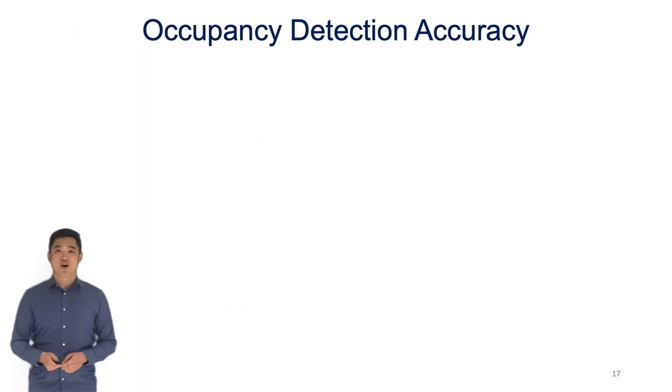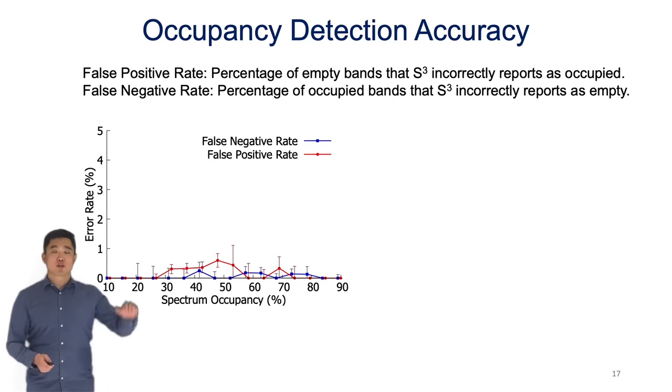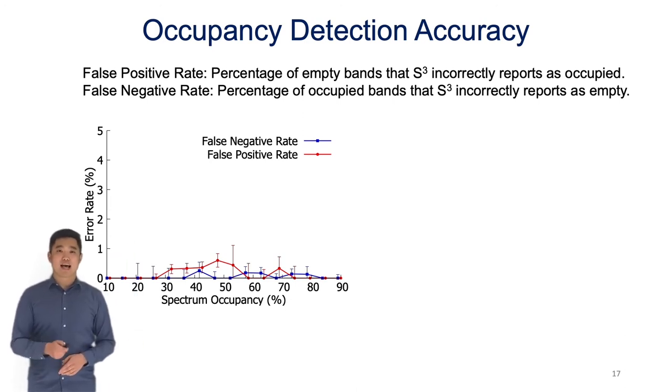Here, we show some results of S-cube. First, we show the occupancy detection accuracy in the form of false positive rate and false negative rate, as we change the spectrum occupancy all the way from 10% to 90%. As you can see, S-cube achieves very low error rates, even in densely occupied spectrum.